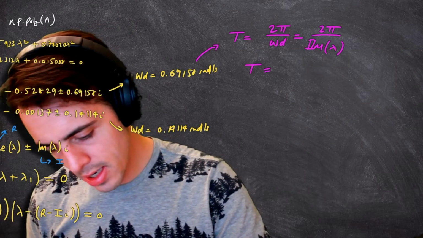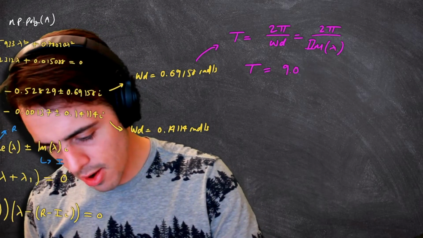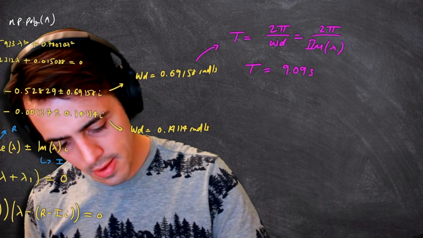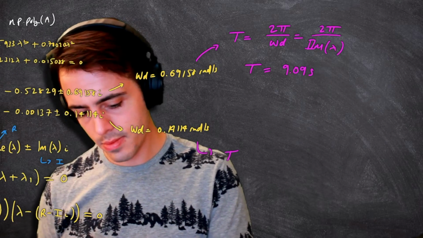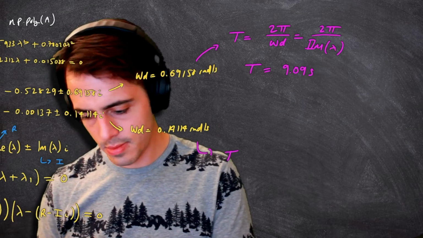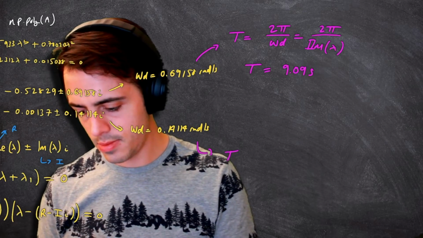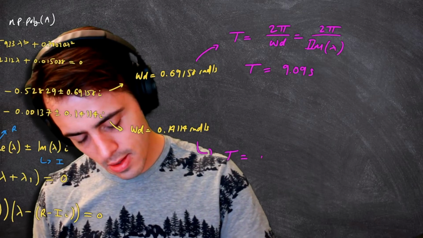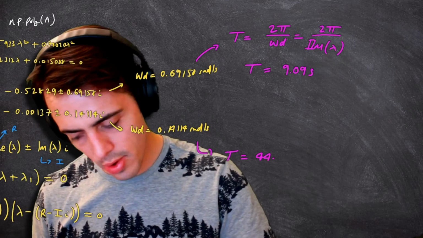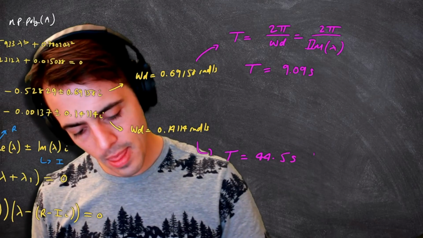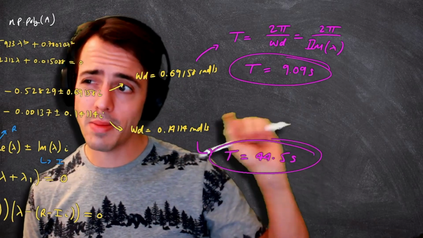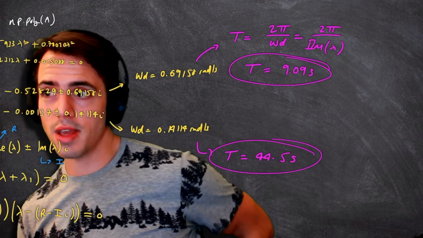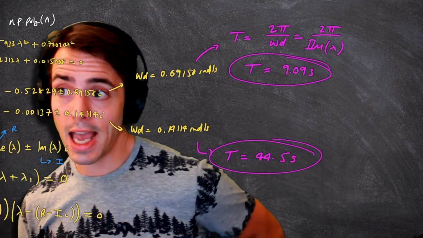Okay, the period of this one is 9.09 seconds, and then the period of this one is 44.5 seconds. Now, we spoke about these modes of motion before. I spoke about them a little bit briefly, but I'm going to go into more detail in the next lecture.